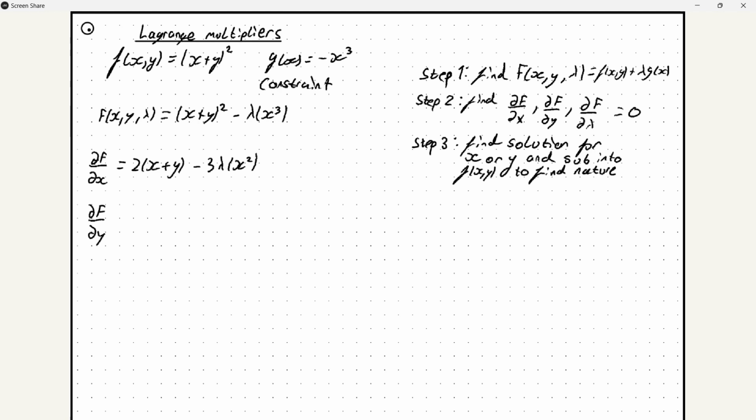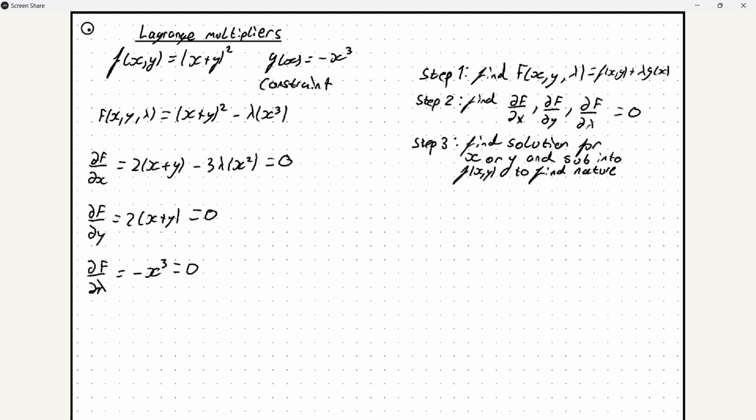Now here we'll differentiate with respect to y, do the same thing for the first part. However here we treat this x as a constant, so it just goes to 0. Remember actually to make all of these equal to 0. Then we'll do it with respect to lambda. Now everything else here in front is treated as a constant. Now we'll just have minus x cubed, which is equal to 0.